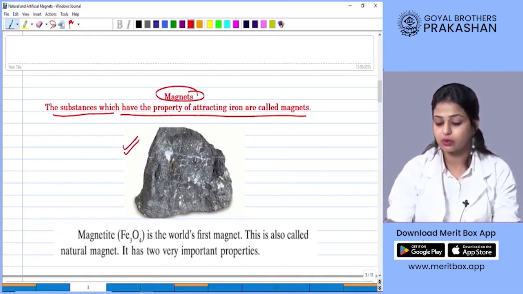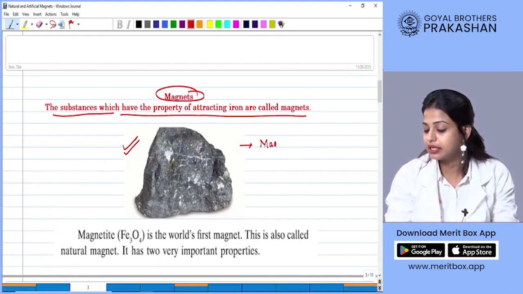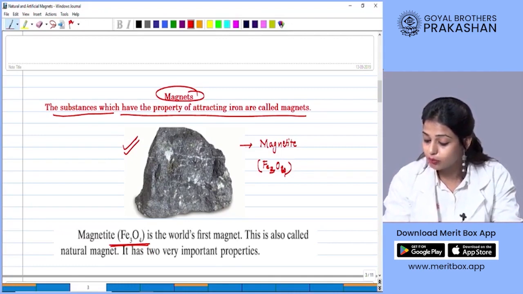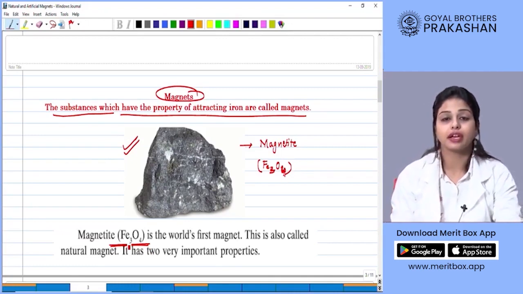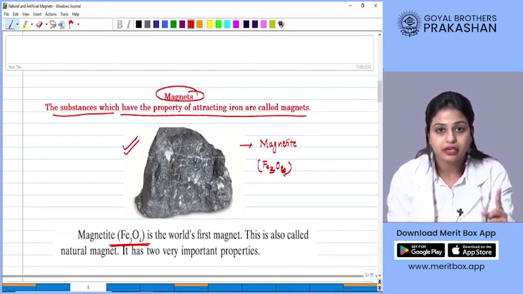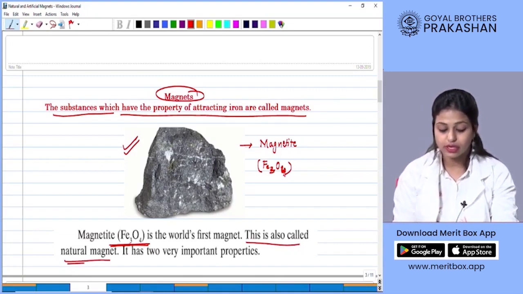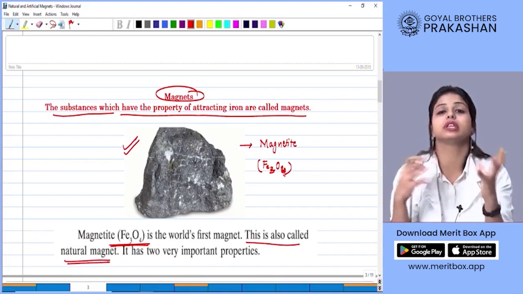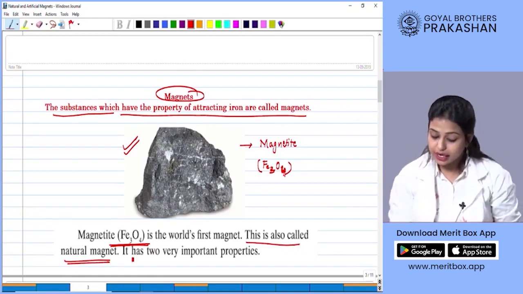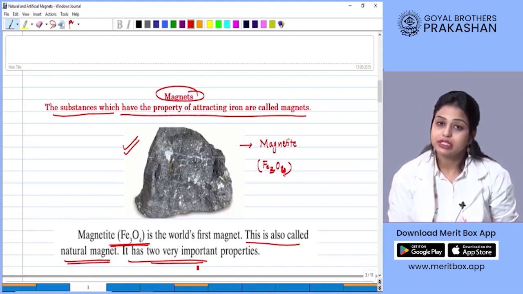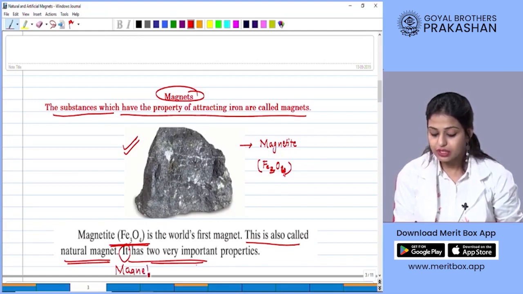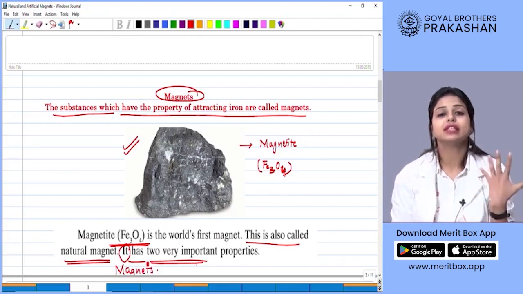Now, what you see here, students, is the magnetite stone. The formula of magnetite is Fe3O4, as it is written here. This was the first magnet discovered by humankind, right? This is also called a natural magnet. Now, it was found in nature on its own. That's why it is termed a natural magnet. It has two very important properties. Now, it is not just about magnetite. All the magnets have some common properties. Let's learn about them.